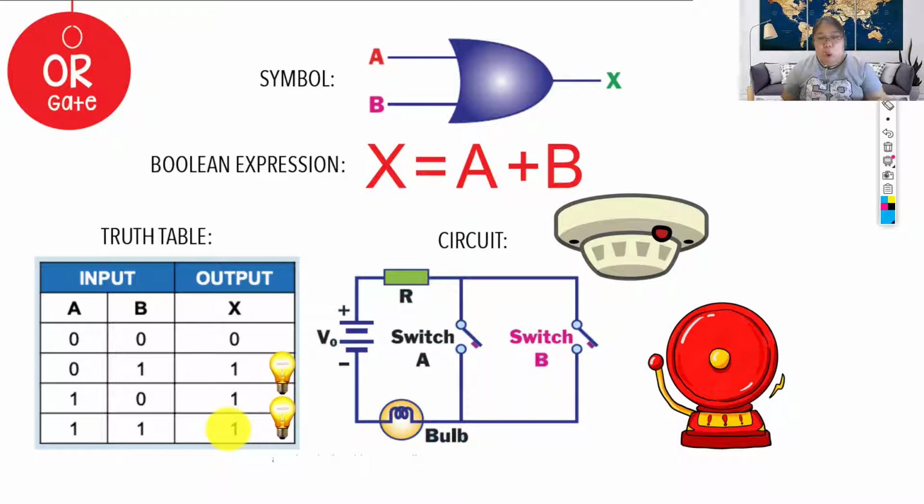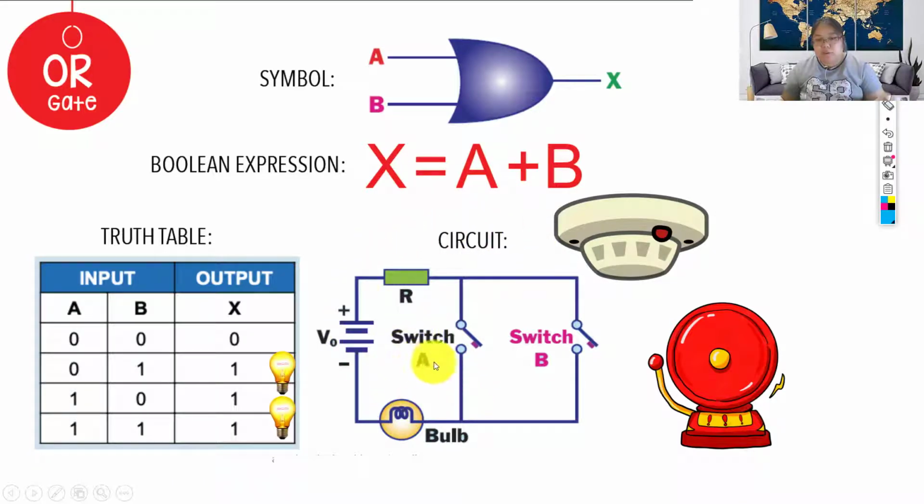The next one is the OR gate. When you see the symbol, it has a curve at the bottom. Two inputs again, one output. For Boolean algebra, X equals A plus B. For the OR gate, we write it as a plus. Now you're going to see the circuit.